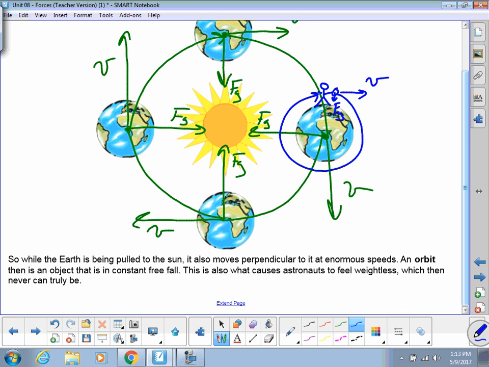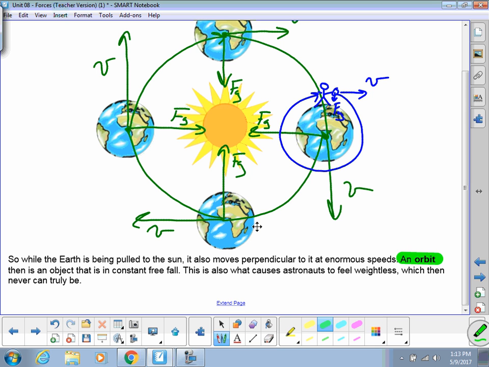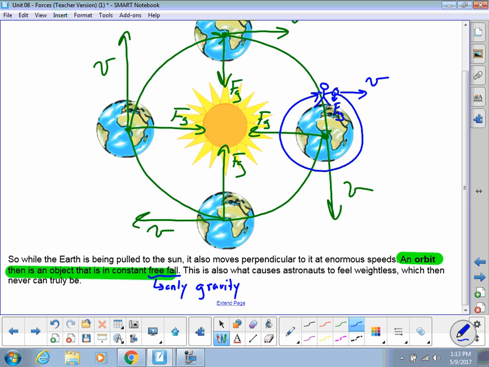So while the Earth is being pulled to the sun, it also moves perpendicular to it at enormous speeds. And an orbit is when there's an object that is in constant free fall. The only force acting on this object, as we defined earlier when things are in free fall, is gravity pulling on the object. So gravity is always pulling it down. But if you're moving fast enough so that you never crash into what is attracting you, then you go into orbit. So you're in constant free fall.